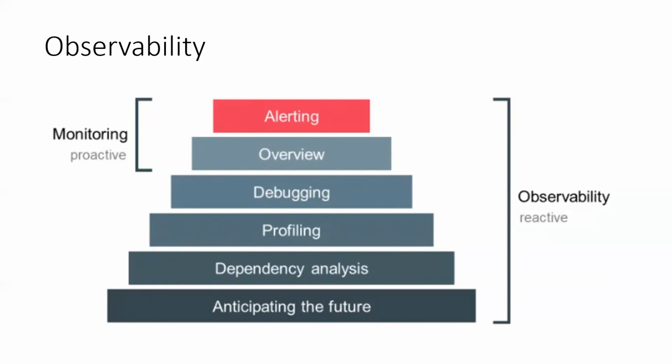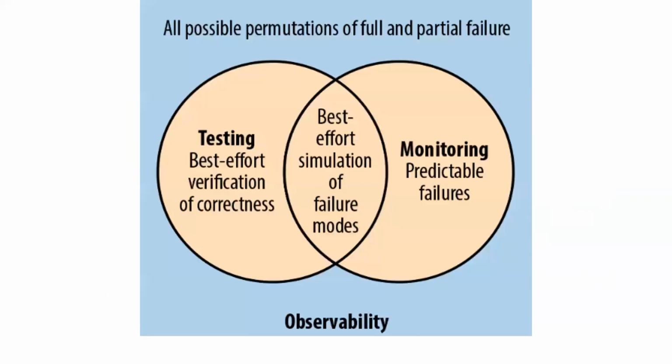So as I said, monitoring is a subset of observability. In terms of the development team, it also requires some bandwidth. Observability also includes your testing team's effort. It's not only the monitoring team. So here, best effort verification for correctness, best monitoring of predictable failure modes, and simulating the best effort for failure modes is equal to observability. So for setting up observability, you have to combine many other things also.